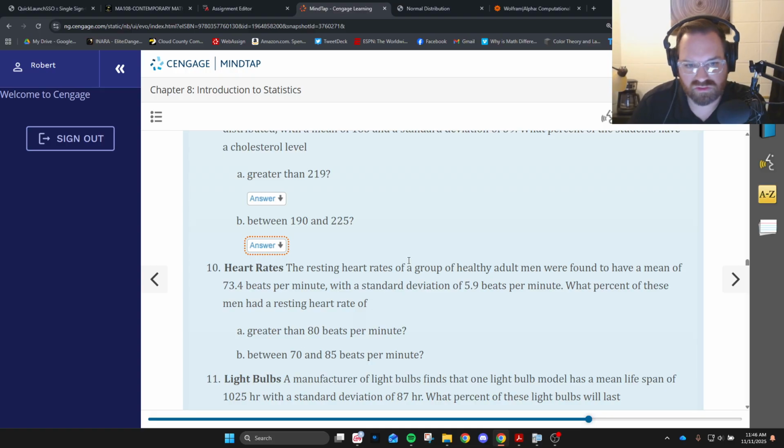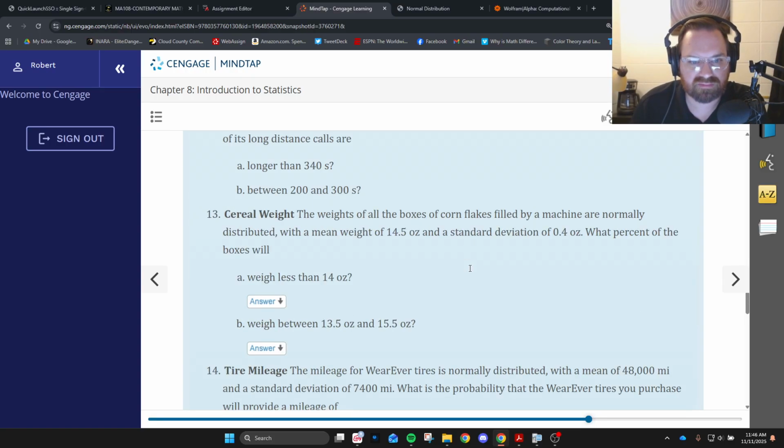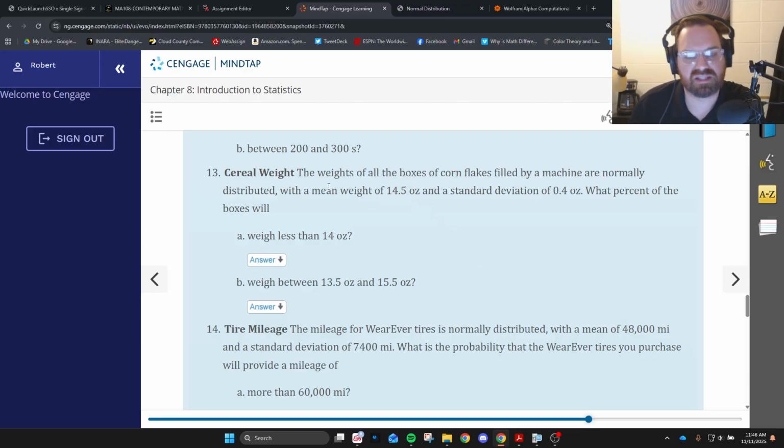All right, let's go ahead and do another one. Let's jump to question number 13. Cereal weight. The weight of all boxes of cornflakes filled by a machine are normally distributed. Again, make sure when you're reading that you are looking at the normal distribution, with a mean weight of 14.5 ounces and a standard deviation of 0.4 ounces.